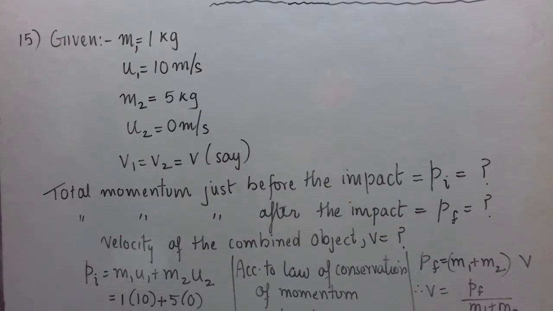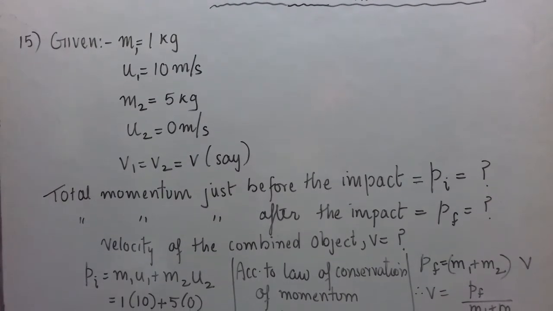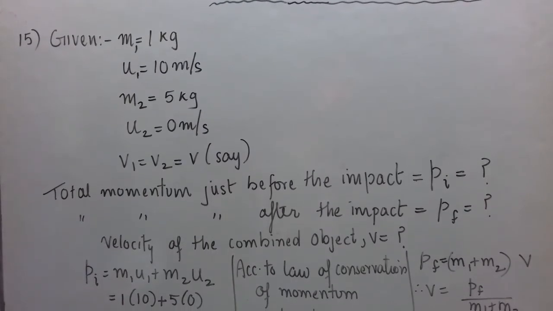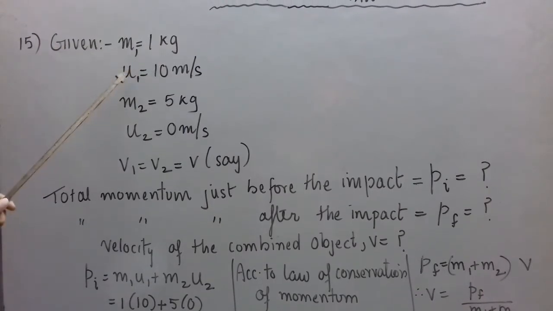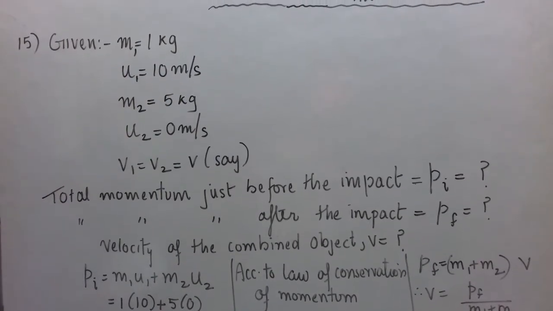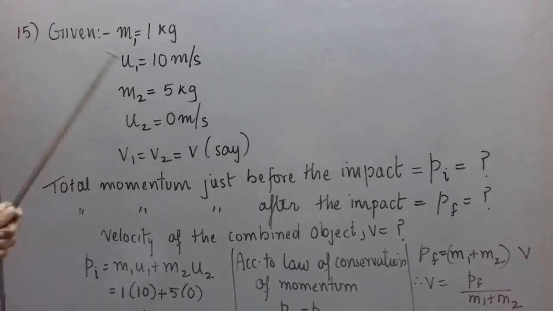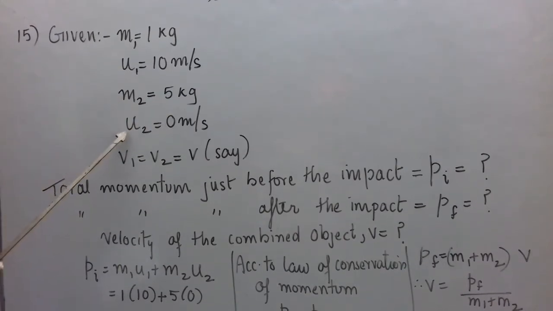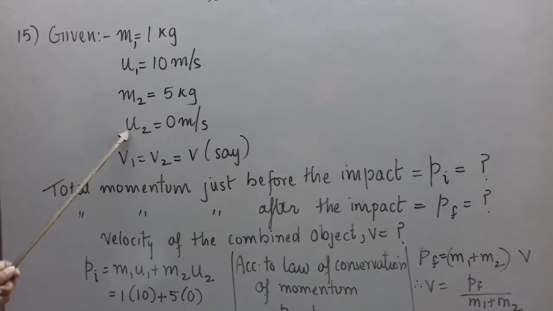So here we have an object of mass 1 kg. We have one object and one wooden block. An object of mass 1 kg is travelling in a straight line with a velocity of 10 meter per second. So given mass m1 is 1 kg and initial velocity u1 is 10 meter per second. It collides with and sticks to a stationary wooden block of mass 5 kg. So wooden block, mass m2 is 5 kg, and since the block is stationary, initial velocity u2 is 0 meter per second, as the block is initially stationary.